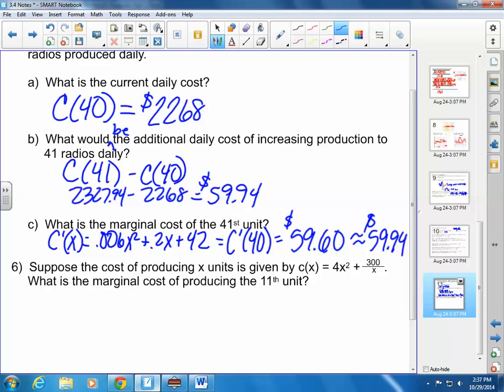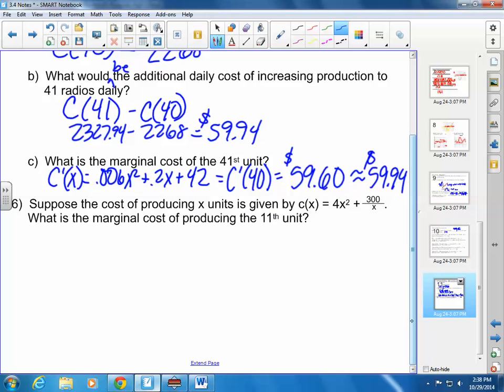You can find the additional cost of increasing production, because that's change. Additional cost would be the change in y over the change in x. Isn't that slope? The change in y is 59.94 over the change in x, where you're adding one more item, 41 radios instead of 40. Isn't that another word for slope? And derivative is also another word for slope. So if I find the derivative of the cost function at that 40, I should get about the same answer as what I did here. That's what it's trying to point out.